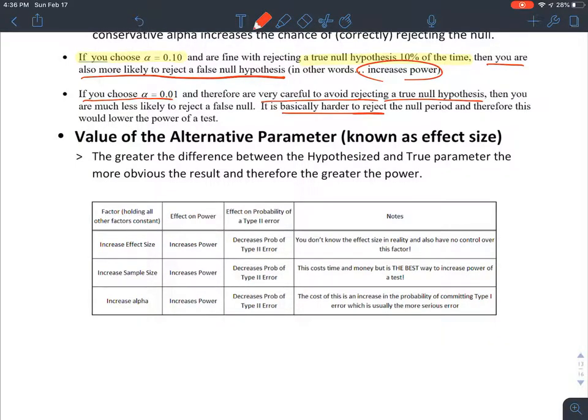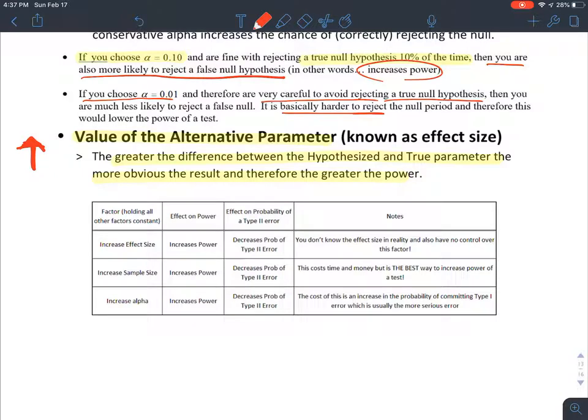Okay, the last thing, I guess I didn't touch on this, is the value of your alternative parameter. That means where the true parameter lies compared to your hypothesized parameter. The bigger distance those two things are apart, like the potato chip example, the more likely you would be able to avoid a type 2 error, and therefore it would increase your power. Okay? Now, the problem with this is we don't really have control over that because we don't really know where the true parameter lies. And so we can't really play with the distance between those two things when we don't really know where the true parameter is.